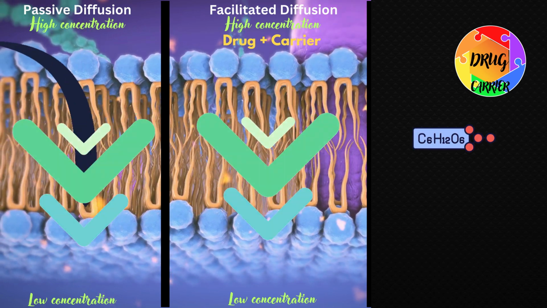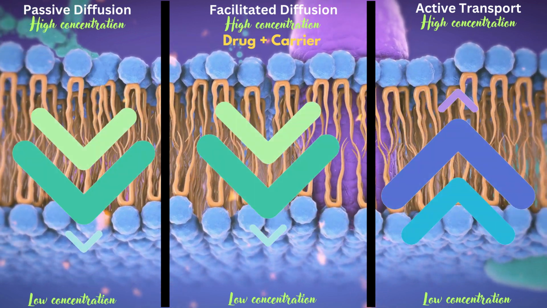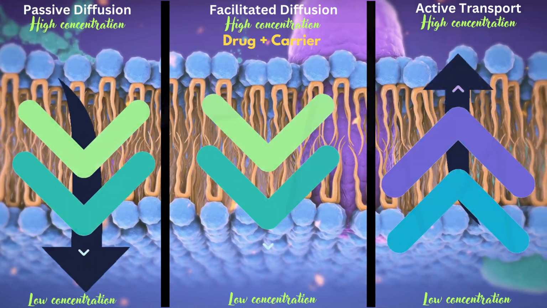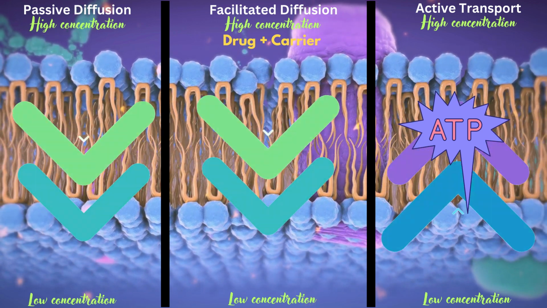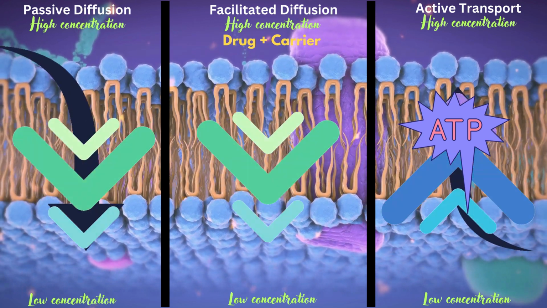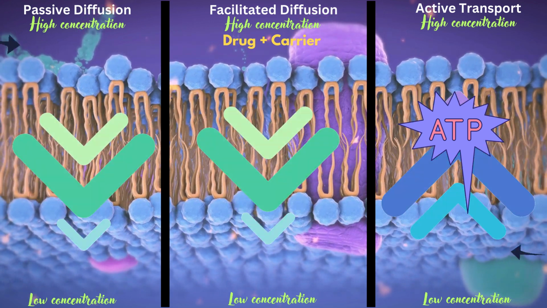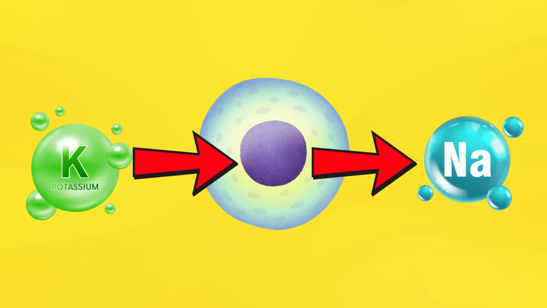Now let's look at active transport. Unlike diffusion, this process requires energy, typically in the form of ATP. It allows molecules to move against the concentration gradient from low to high concentration. A classic example is the sodium-potassium pump. This pump maintains essential ion balances by actively transporting sodium out of the cell and potassium.